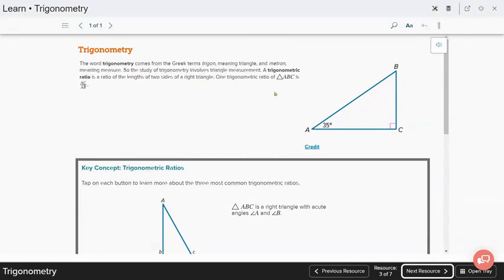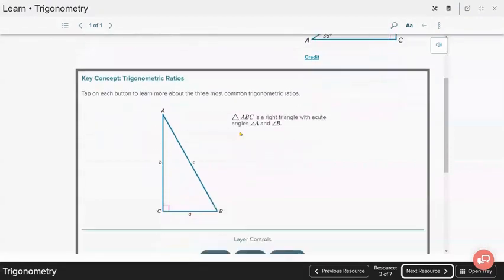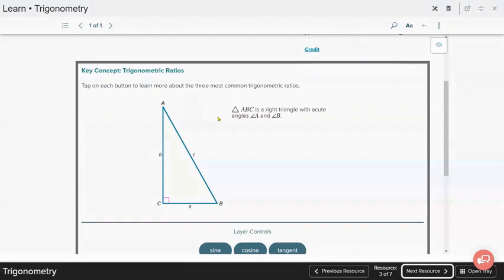So for instance, one trig ratio of this triangle might be AC over AB. Remember, a ratio is just a fraction comparing numbers, so AC over AB would be considered a trig ratio. Again, we're focusing on right triangles. Here we have a right triangle, triangle ABC. The 90-degree angle is angle C, so angle A and angle B are both acute angles, angles less than 90.